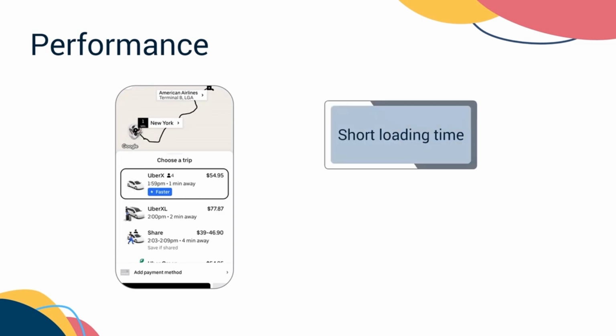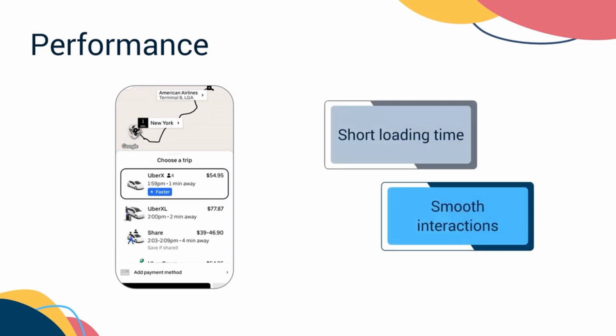You must also improve your app's performance by having a shorter loading time and smooth interactions. For example, the Uber app loads quickly so that users can book rides without delays, and Facebook uses smooth scroll and transition effects for a seamless experience.